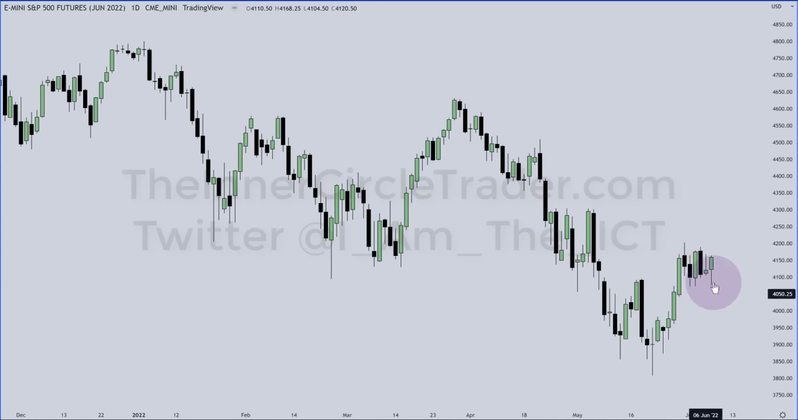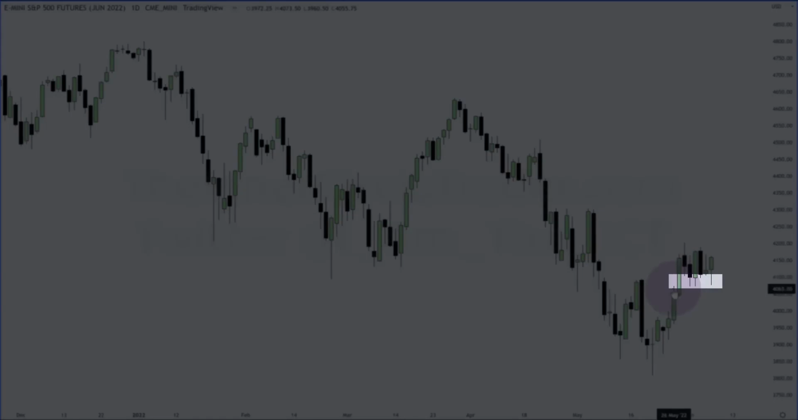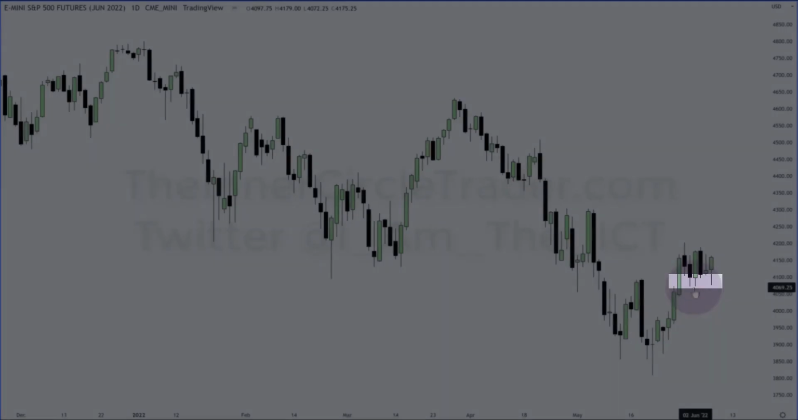So initially on Twitter, if you were following me on that platform, I mentioned how I was going to start the day looking for a potential run to 4070. Okay, so 4070 was my initial draw on liquidity to see if it would want to reach down into that level. If you look in this area here, that's my fair value gap. And you can see we traded down into it here.